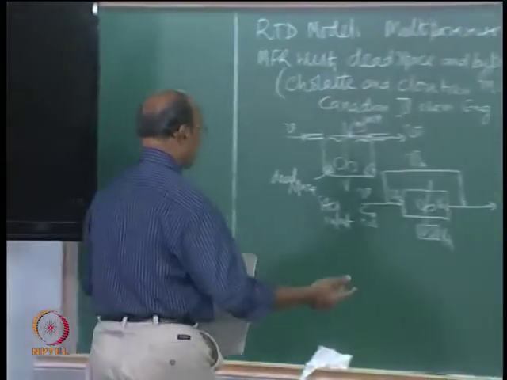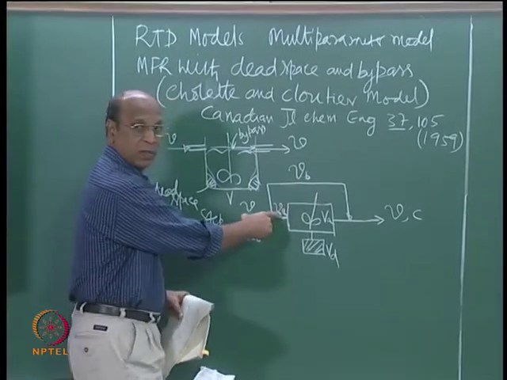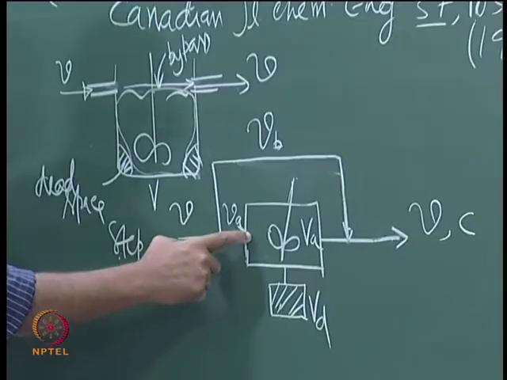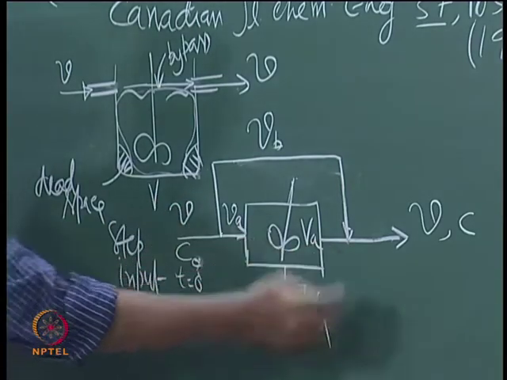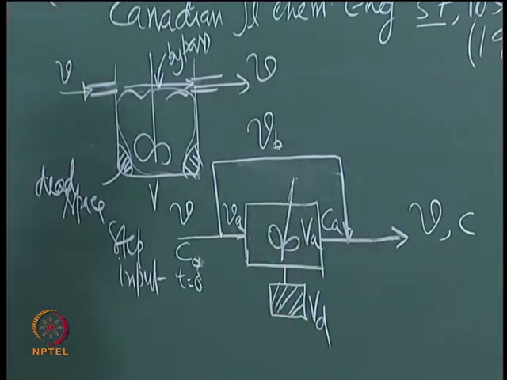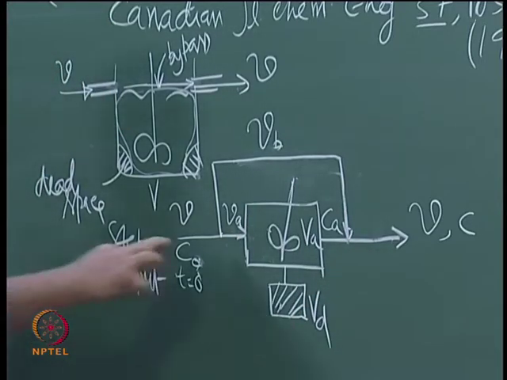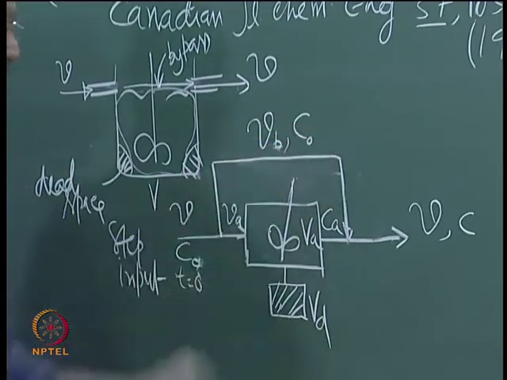For example, this is the active zone, where you have only perfect mixing. What is the flow rate entering? v A. Now, I have v A into C naught, because it is a tracer input. Then v A and C A are coming out. And I have the bypass, v B, and what is the concentration here? C naught, very good, because it is practically not spending any time inside the reactor.